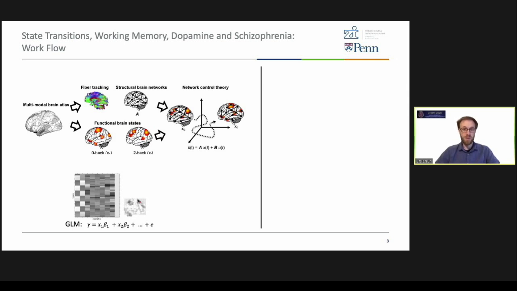Using network control theory, we then modeled how the brain transitions from one state to the other. Using optimal control, as you've heard before, you minimize the trajectory and the energy simultaneously. That's why it's called optimal. And then we defined two metrics. One is control energy, which measures how much global energy the brain needs to go from one state to the other. The other is state stability, which we defined as the inverse of the persistence energy, the energy needed to stabilize one state.